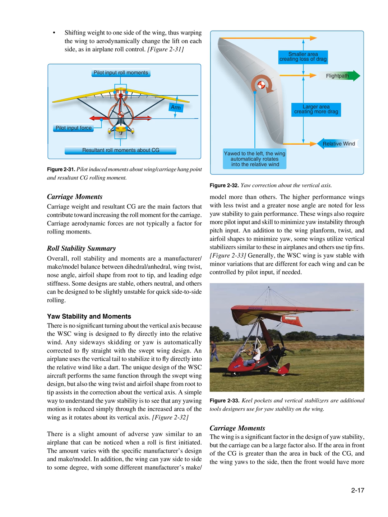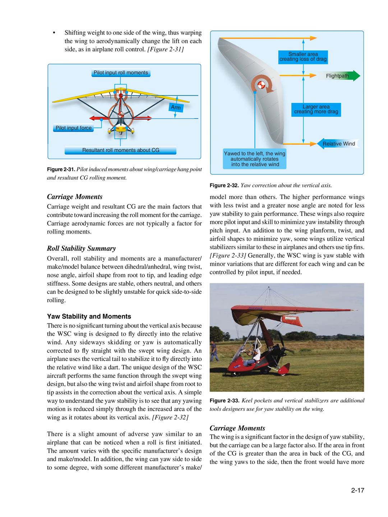Any sideways skidding or yaw is automatically corrected to fly straight with the swept wing design. An airplane uses the vertical tail to stabilize it to fly directly into the relative wind like a dart. The unique design of the WSC aircraft performs the same function through the swept wing design, but also the wing twist and airfoil shape from root to tip assists in the correction about the vertical axis. A simple way to understand the yaw stability is to see that any yawing motion is reduced simply through the increased area of the wing as it rotates about its vertical axis.